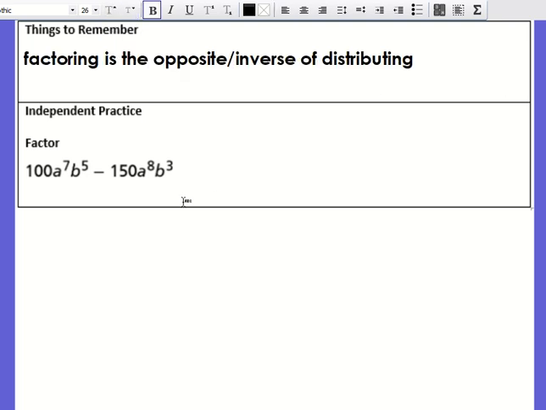All right, so here's your independent practice. You need to factor that problem out. All right, factor it out.